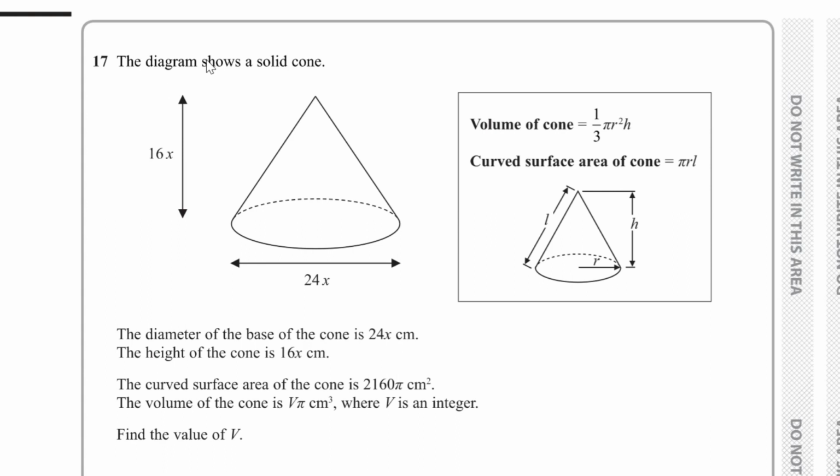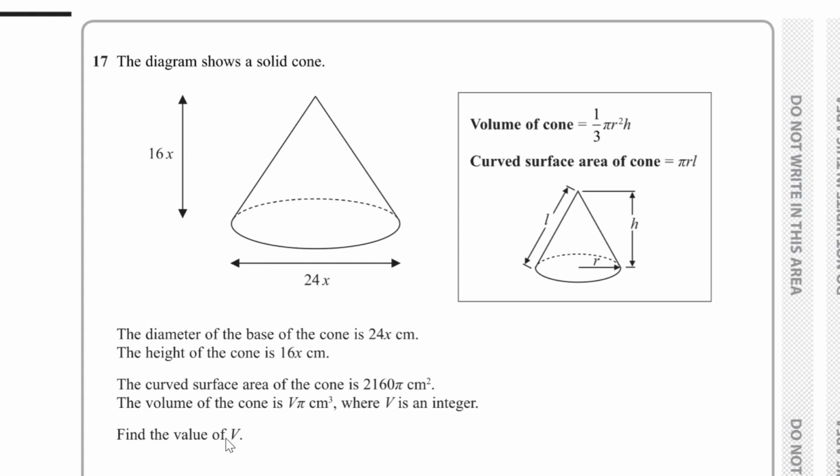Question number 17. The diagram shows a solid cone, that's what we see here. And the diameter of the base of the cone is 24x. That's what we see here. The height of the cone is 16x. The curved surface area of the cone is 2160 pi. The volume of the cone is v pi centimeters cubed, where v is an integer. We have to find the value of v.